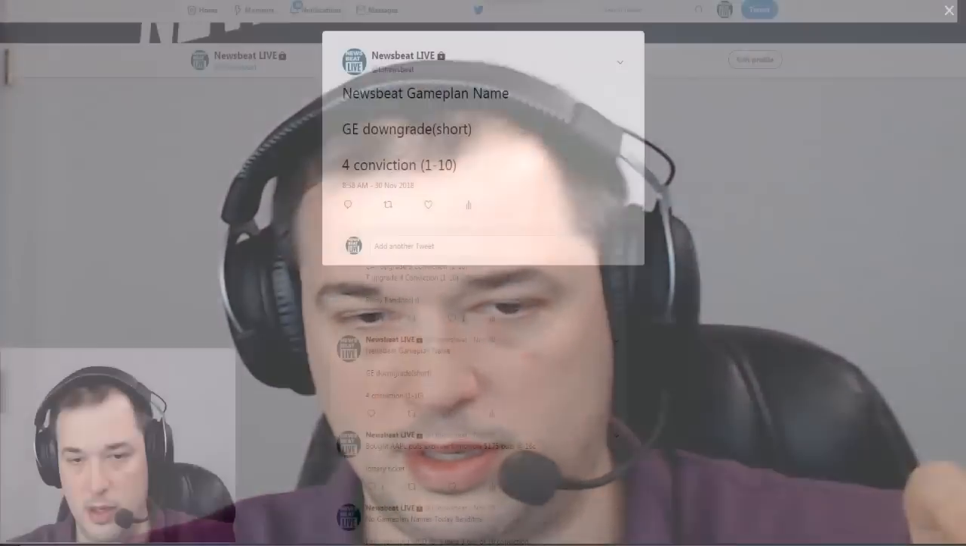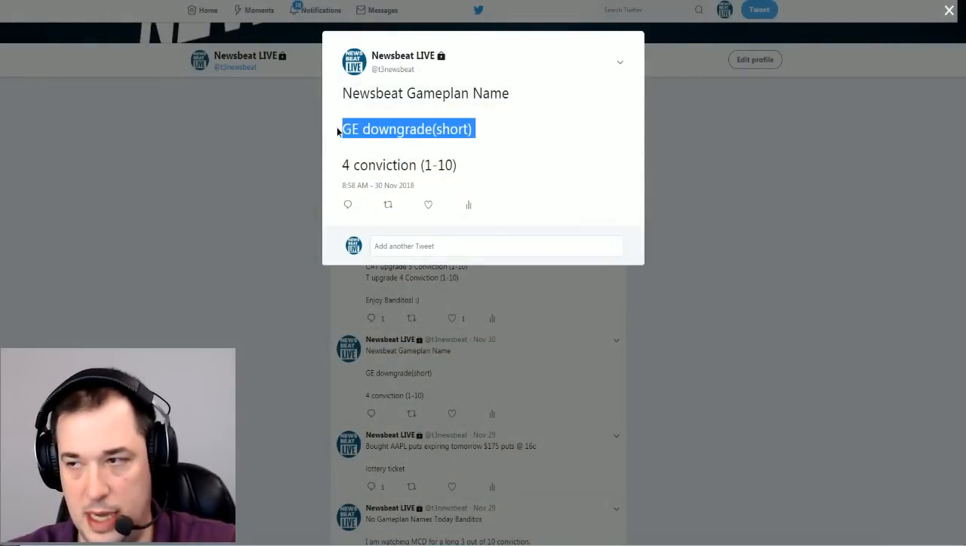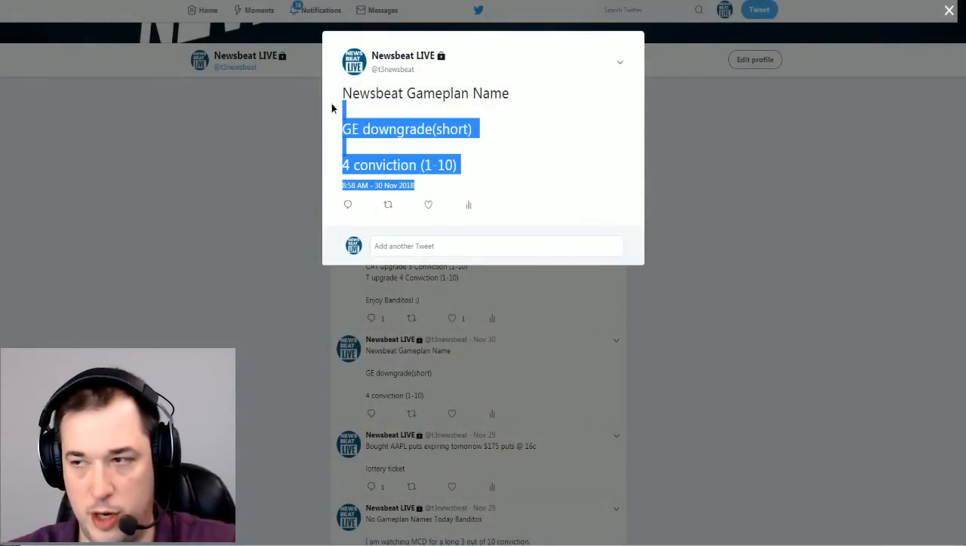How do you see Newsbeat names? You see Newsbeat names by being part of the Newsbeat Live room, and we'll share those names with you every morning in the chat and in the announcement window. We will also tweet you Newsbeat Live names, for example, the last Newsbeat names we called, General Electric, that was an amazing short. Newsbeat Live game plan name, downgrade short. You'll get it like this before the market opens.